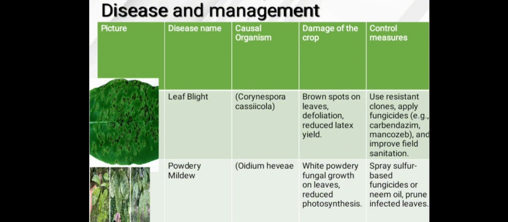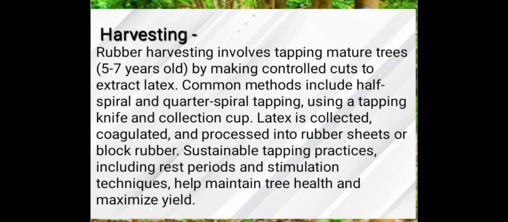Then powdery mildew. Causal organism: Oidium heveae. Damage to the crop: white powdery fungal growth on leaves, reducing photosynthesis. Control measures: spray sulfur-based fungicides or neem oil, and prune infected leaves.